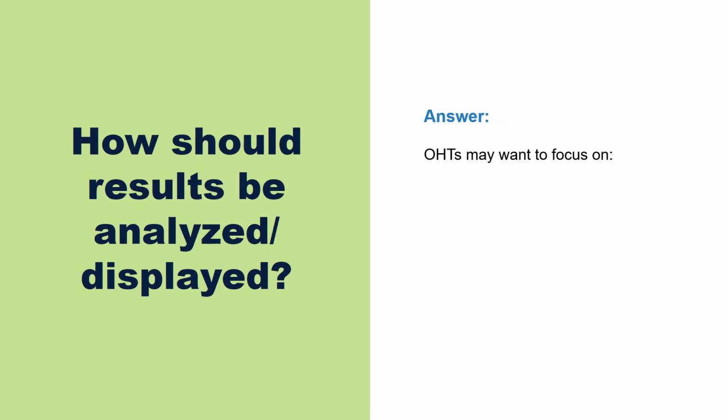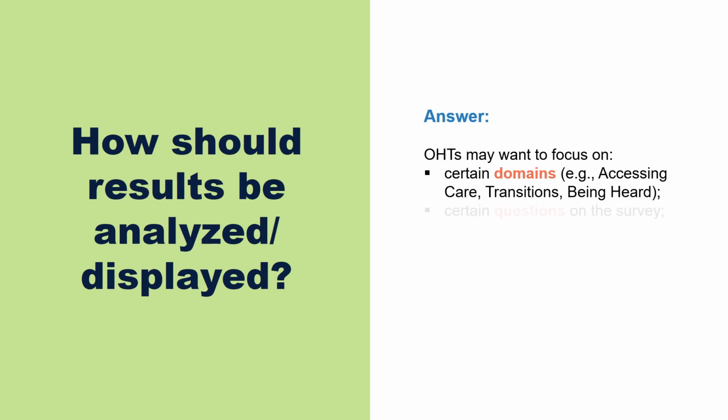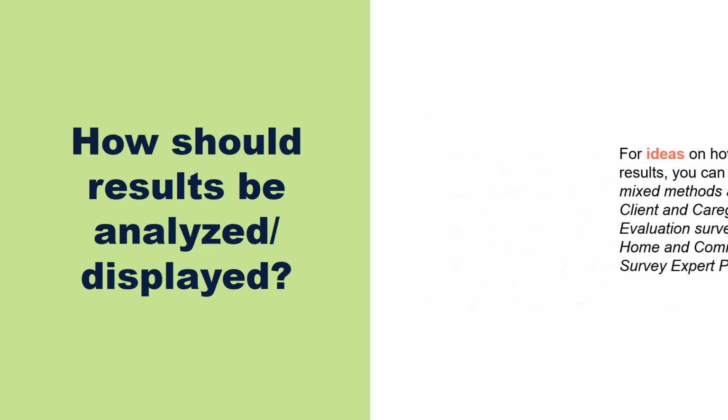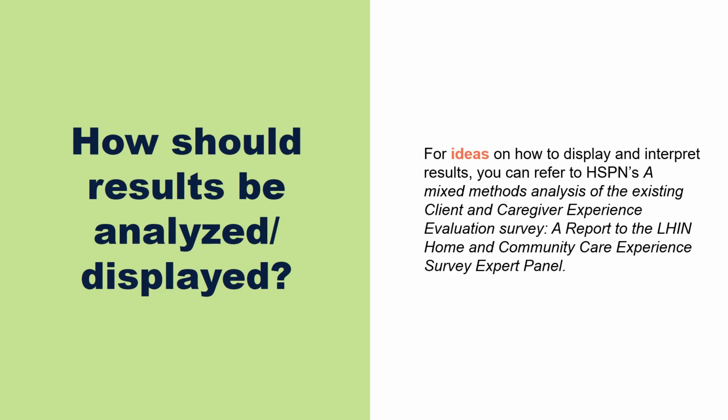How should results be analyzed or displayed? OHTs may want to focus on certain domains, for example, accessing care, transitions, being heard, or questions on the survey, and calculate the average score, or report the percentage of respondents who selected the top 2 options by domain or question. Moreover, if sample size allows, OHTs may want to stratify results by demographic type. For ideas on how to display and interpret results, you can refer to HSPN's past survey reports. Links are in the description below.